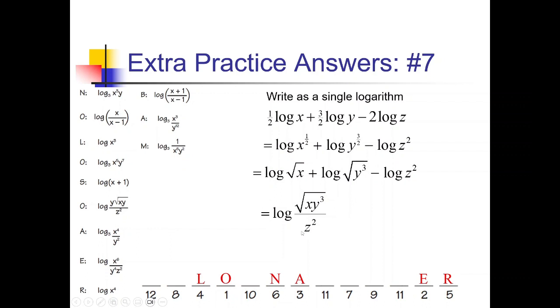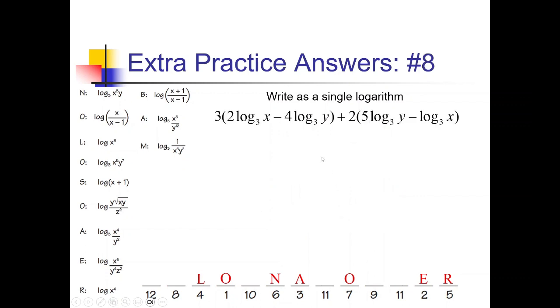Now this doesn't quite match any of the answer choices, so we're going to simplify this radical upstairs a little bit more. I could split this y cubed up into y squared times y, and then the square root of one of those y squareds is just going to be a y coming on the outside here. So when the dust settles, I have log of y radical xy over z squared, which matches choice O, and that's going on spot number 7.